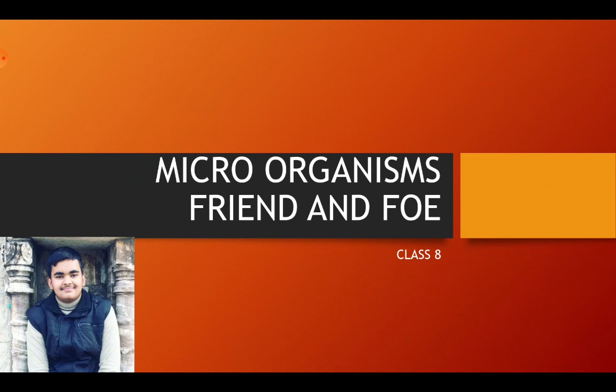Today I am going to explain our biology chapter number 2, microorganisms, friend and foe. In our first chapter of biology, we discussed crop production and management, and now we will be discussing microorganisms, friend and foe, where we will discuss a lot of microorganisms and which microorganisms are useful, which are harmful for us, what microorganisms actually are, what the types of microorganisms are, examples of microorganisms, and many more. So let's start.